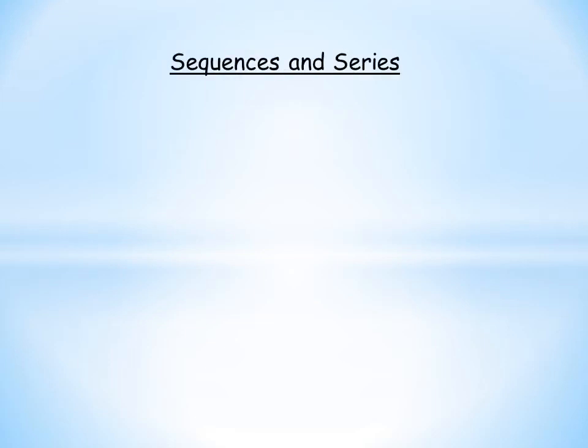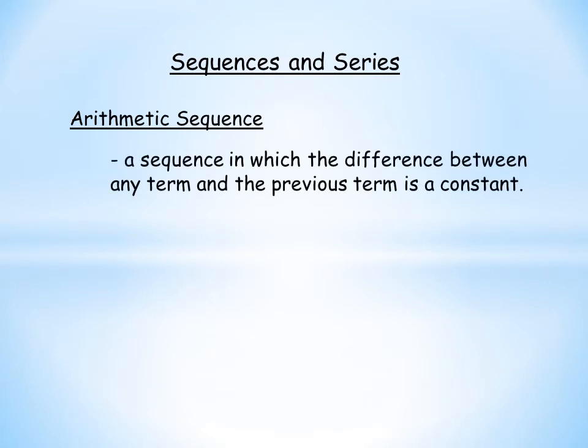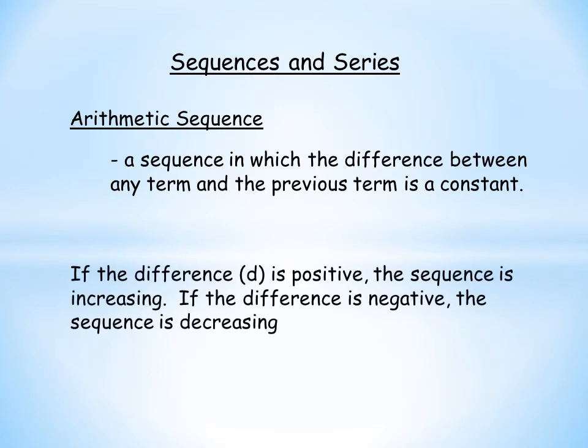Today we're going to talk about sequences and series. We're first going to talk about sequences, and tomorrow we'll talk about series. An arithmetic sequence is a sequence in which the difference between any term and the previous term is a constant. If the difference d is positive, the sequence is increasing, and if the difference is negative, the sequence is decreasing.